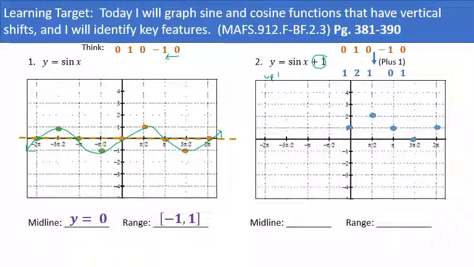Okay, so start over, work your way backwards, go this way. We have the 1, now we'll go to 0, 1, 2, 1, and then we can go ahead and graph it. Bam. Bam. Now where's our midline? Is it still going to be at y equals 0? No, because y equals 0 is not the middle anymore.